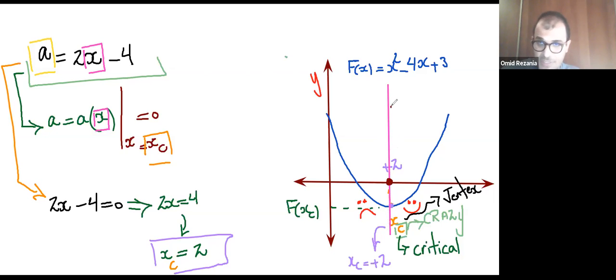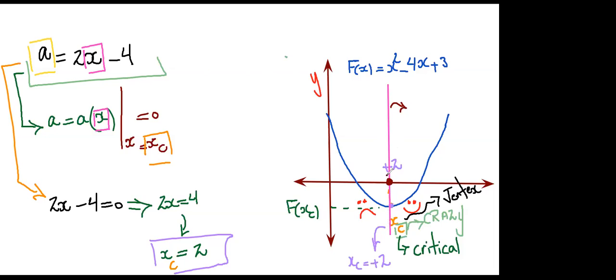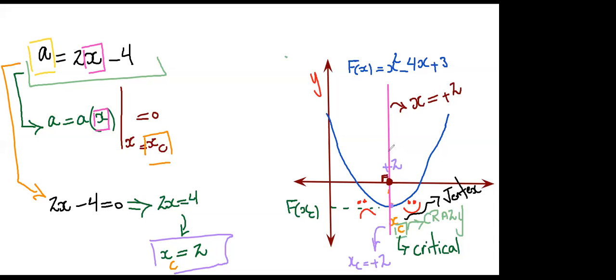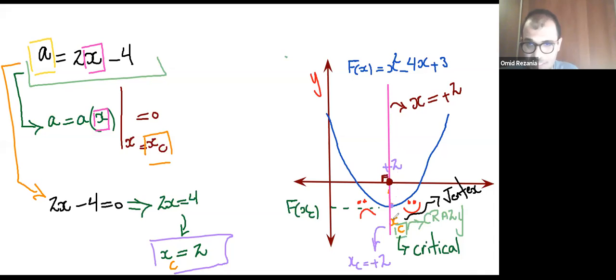What is the equation of this line? It is parallel to the y-axis, and it's passing through the point 2. The equation of this line is x equals 2, because any points along this line have the same x value. That's why we define this line as x equals 2.